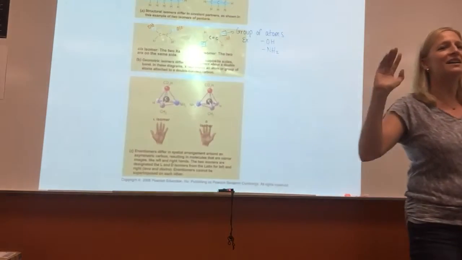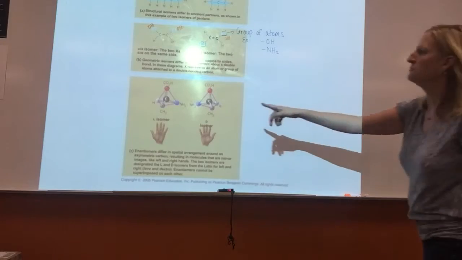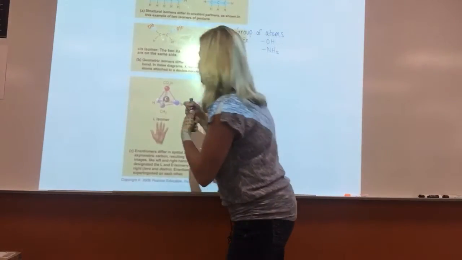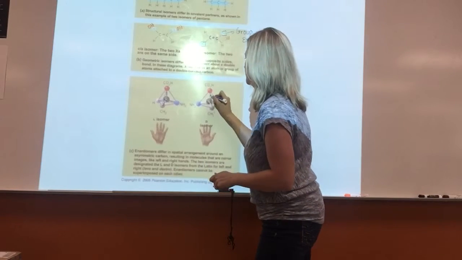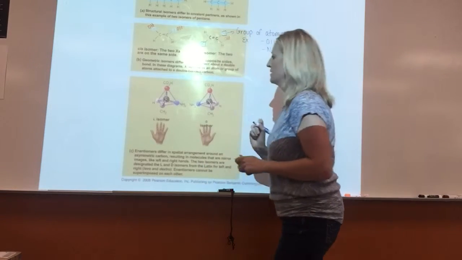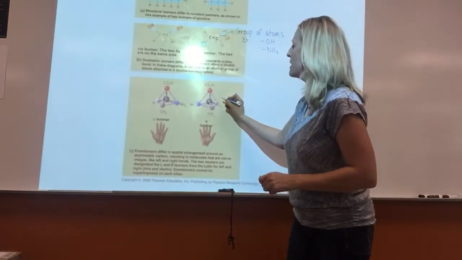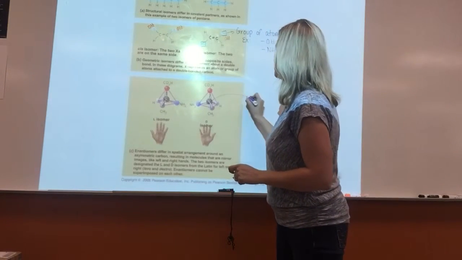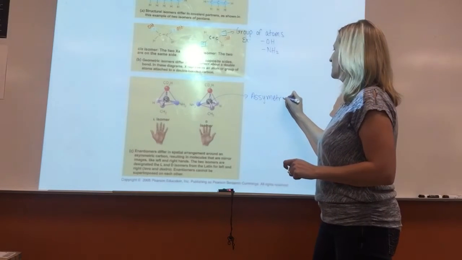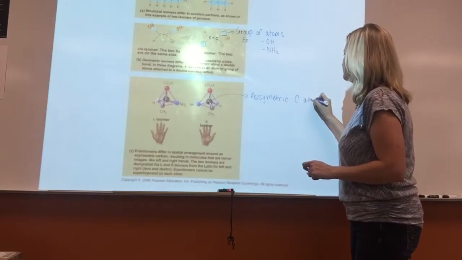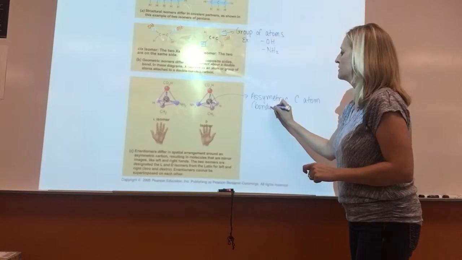The left and the right switches, and so that's what we see here. So here's your carbon. Here's your 4 bonds that this carbon makes. Now, this carbon, what's true about it is this is what's called an asymmetric carbon atom. It's bonded to 4 different groups.